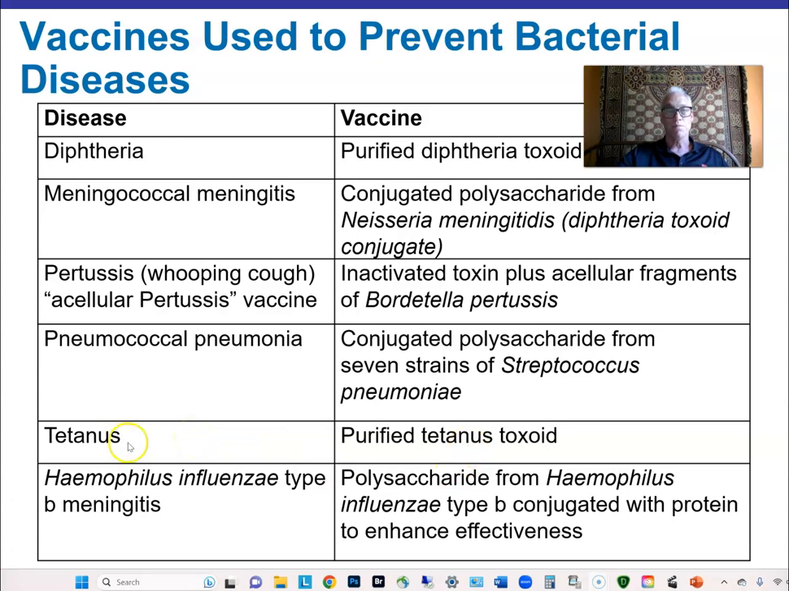Tetanus, you know all about the tetanus. Clostridium tetani produces that terribly powerful toxin, while the toxoid vaccine is effective against tetanus. Haemophilus influenzae type B also produces meningitis. So there's a conjugated vaccine against the Haemophilus influenzae capsule as well.